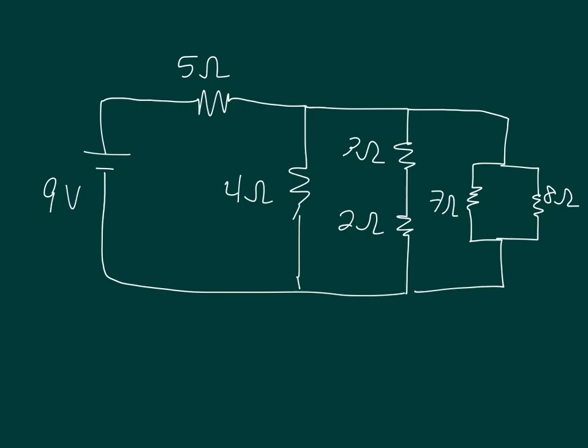So the goal here is this. The goal for any problem where you have several resistors set up is to come up with an overall resistance so that you can find the overall current in the circuit. That's the reason you do this. So we have a 9-volt battery and everything else are resistors. Ohms everywhere. This is a 3.